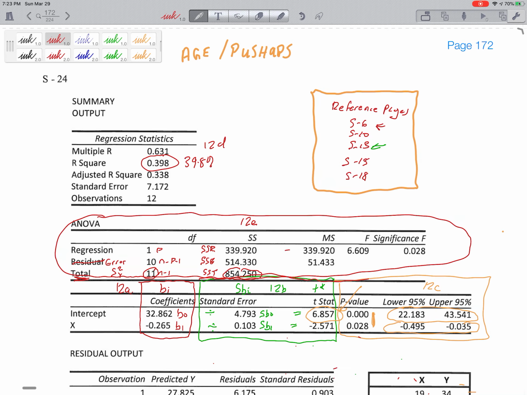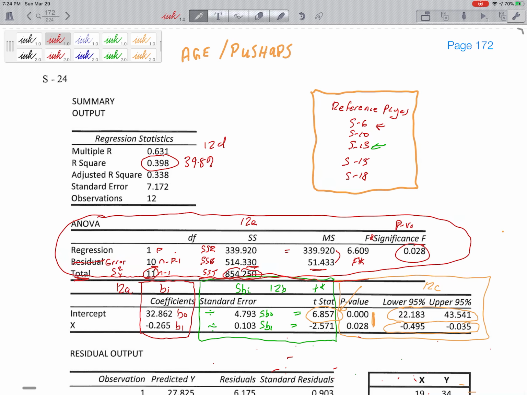Anyways, getting back to the F test here, if you took a look at this value here, 339.92, that's the numerator of F star, which is SSR divided by its degrees of freedom of 1, P. And then this is the denominator, and that's 514.330 divided by 10, n minus P minus 1. So you get the denominator. And then finally, if you took the ratio of those two, you would get this guy, which is the F star value. So it's kind of hard to see that up there. That's the F star value of 6.609.